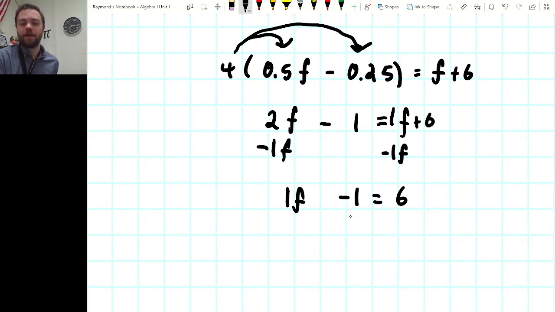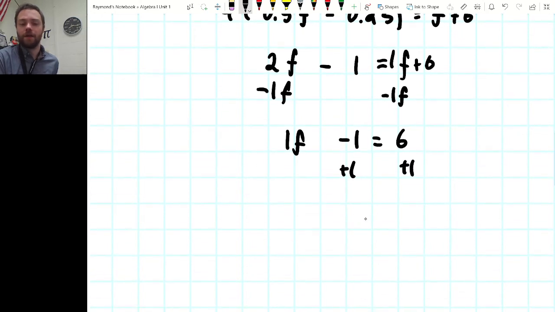So I've got to get rid of this negative 1. So what's the opposite of subtraction? Well, it's going to be addition. So you're going to add 1 to both sides, and you get f equals 7. Okay? We'll do one more.